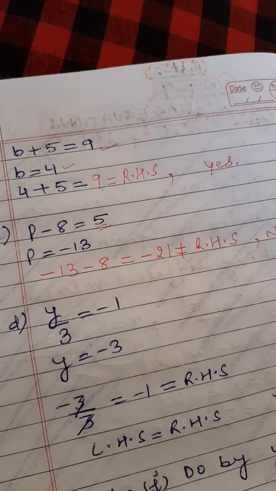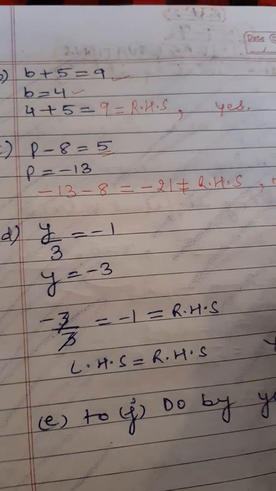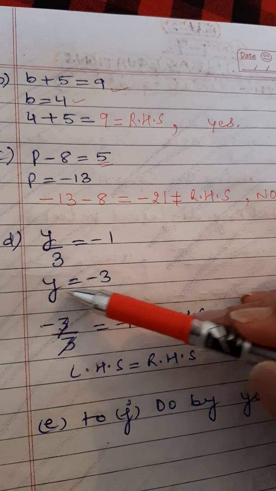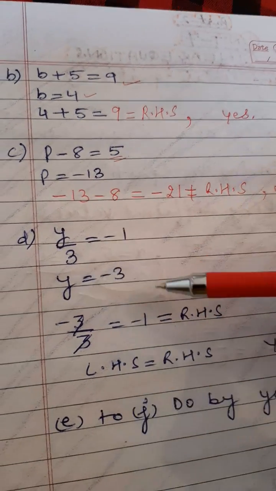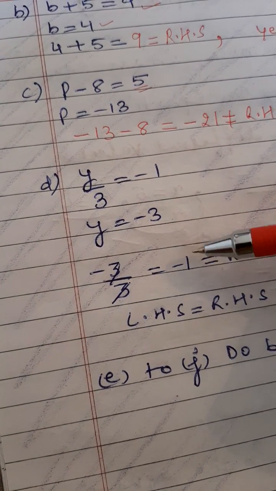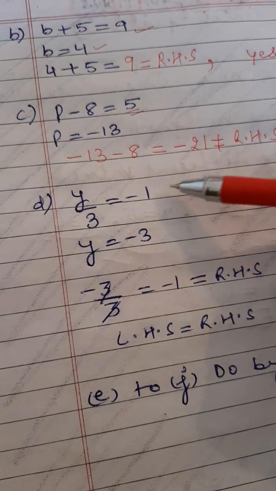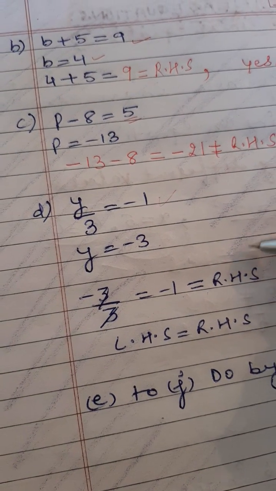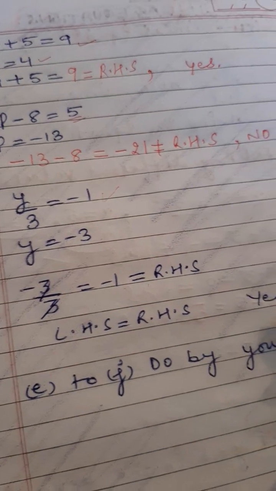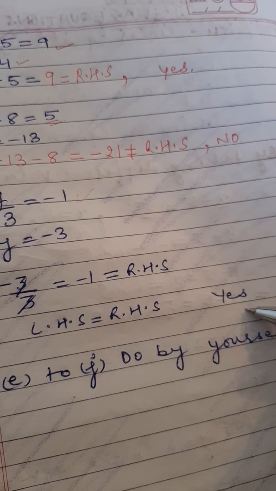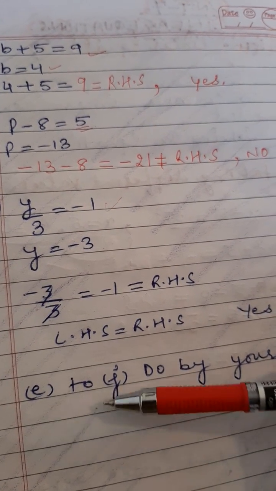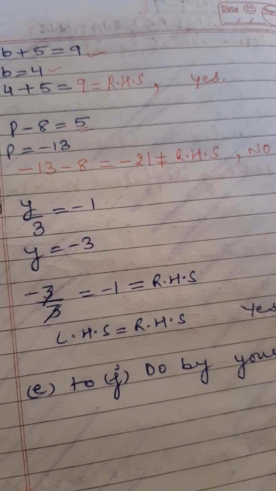Now the next is y upon 3 is equals to minus 1, right? So here the value of the variable is y is equals to minus 3 given. So put the value of y is equals to minus 3 here. 3 will get cancelled with 3. The answer will be minus 1, which is equal to right hand side, because in right hand side we are having minus 1 there. So left hand side is equals to right hand side. So you have to write yes in the last column of your book. So in this way, students, you can solve the part E to J by yourself of this worksheet.